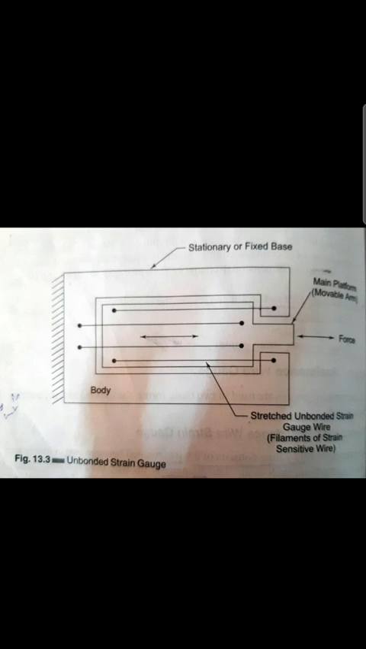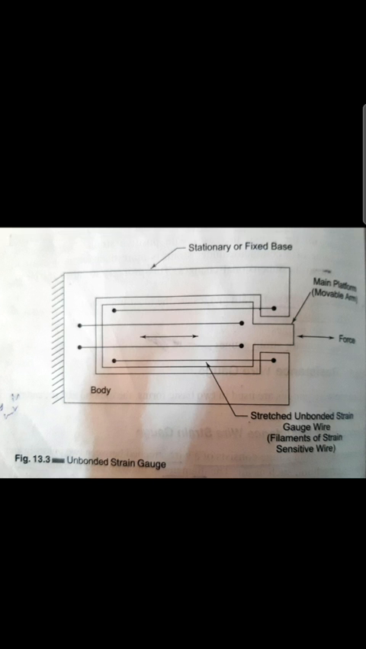The unbonded strain gauge is usually connected to a bridge circuit. The bridge circuit is balanced when no load is applied, as shown in the figure. When an external load is applied, the resistance of the strain gauge changes, causing the bridge circuit to become unbalanced, producing an output voltage. This voltage is proportional to the strain. That means a displacement of the order of 50 micrometer can be detected with this strain gauge.